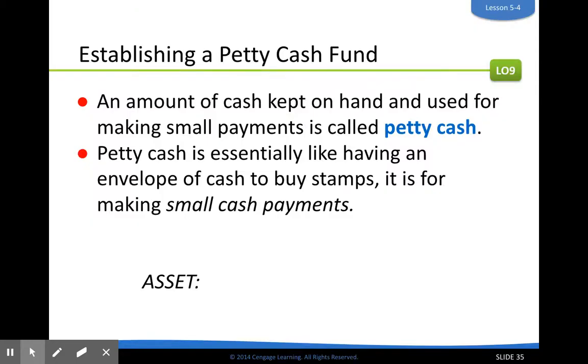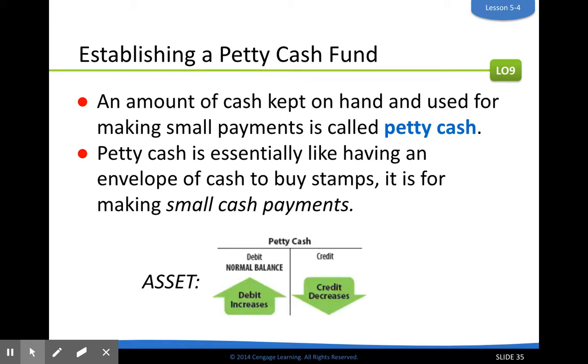So petty cash is an account that is used for making small cash payments. Let's say you wanted to buy stamps or something small that's just easier to use cash for. That is what we have the petty cash account for. Petty cash is an asset with a normal debit balance. So it's just like cash. Increases with a debit, decreases with a credit.